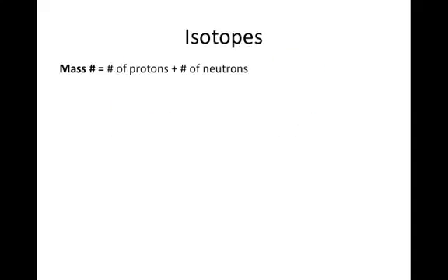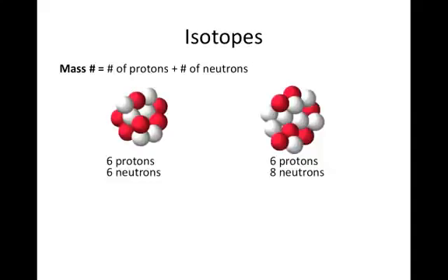One thing that differs about isotopes is their mass number. The mass number is equal to the number of protons plus the number of neutrons. 6 protons and 6 neutrons yields a mass number of 12, because each proton and each neutron has a mass of 1 atomic mass unit. The nucleus on the right has a mass number of 14.